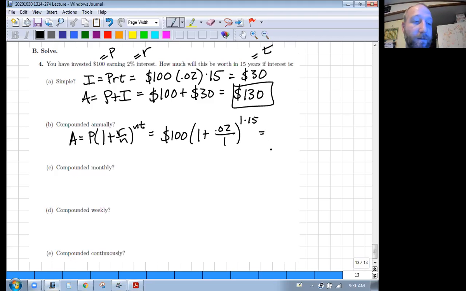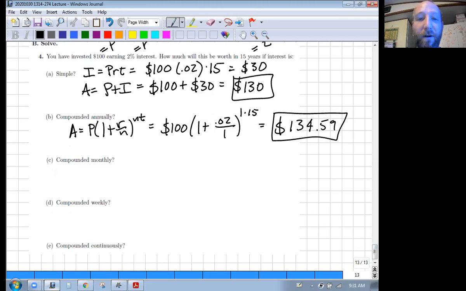So let's see. Inside here we got 1.02 to the 15th power times 100. Gives us $134.59. So look, we got an extra $4, and that's from collecting interest on interest.